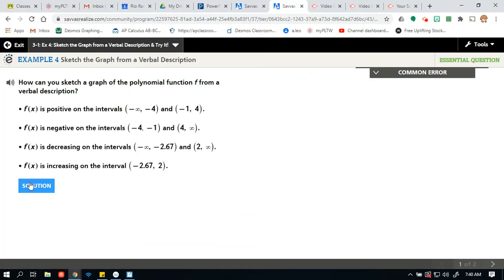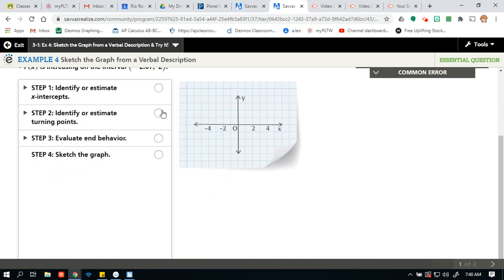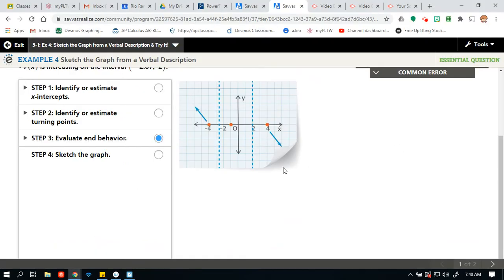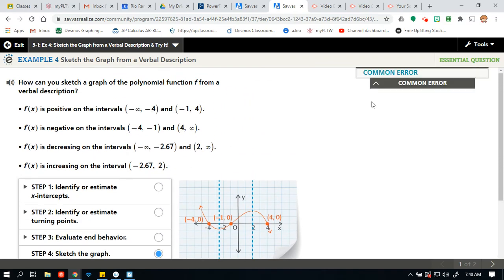Their graph is probably a little bit better. So identify your x-intercepts. We found those. Identify your turning points. So there are turning points at negative 2.67 and 2. Evaluate the end behavior. We looked at that by looking at the positive and negative. And then you sketch the graph. Their graph looks a little bit better than mine, but there you have it.